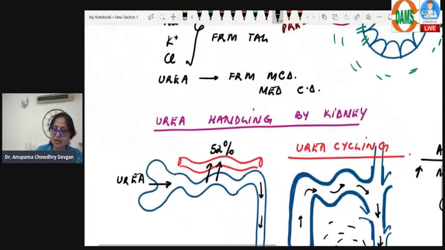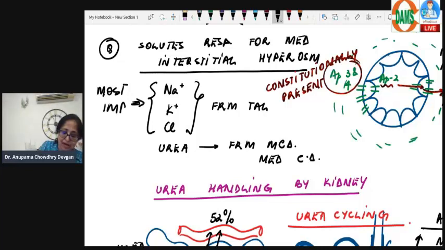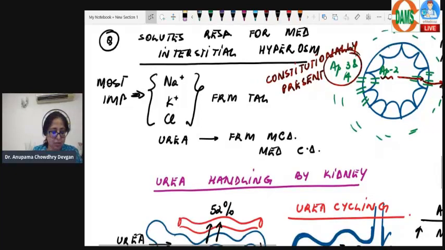But if you are asked a question, which are the most important solutes? Most important for medullary interstitial hyperosmolality is sodium potassium chloride.